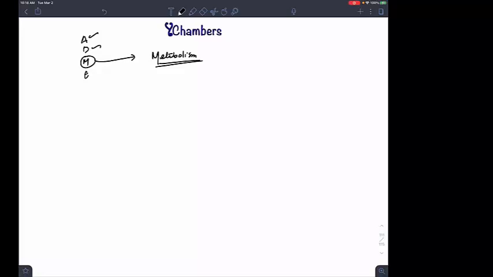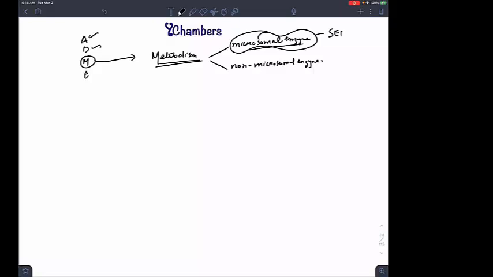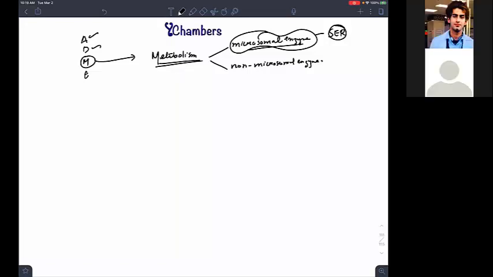So in the liver, you will be able to appreciate two types of enzymes. One is a microsomal enzyme, another is a non-microsomal enzyme. What is a microsomal enzyme? Microsome means the enzyme is present in the smooth endoplasmic reticulum. If an enzyme is present in the smooth endoplasmic reticulum, we say microsomal enzyme. If it is not present there, we say it is a non-microsomal enzyme. It's as simple as that.